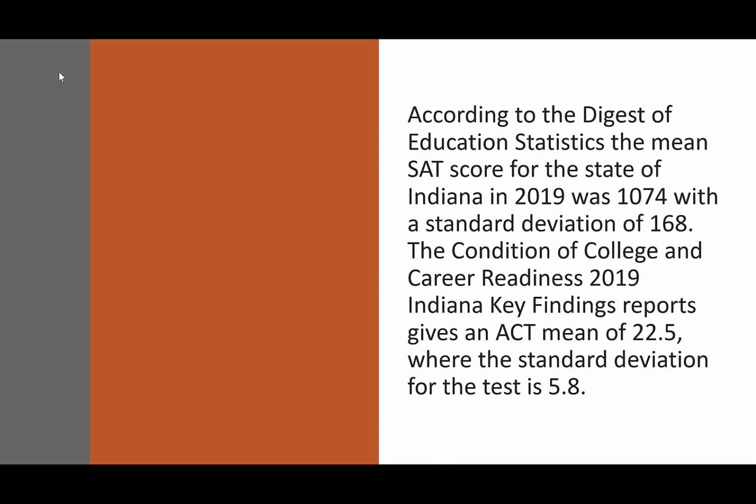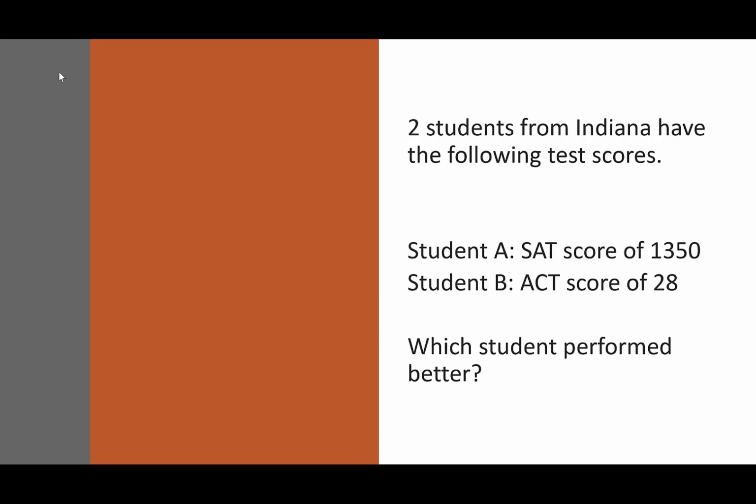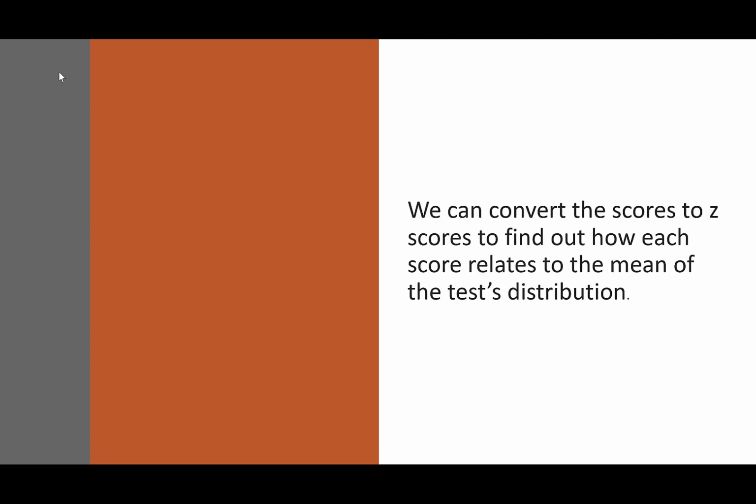So how could we tell how good a student did if we had two different tests being taken? So here's an example. Say we had two students from Indiana and they have these test scores. Student A took the SAT and made a 1,350. Student B took the ACT and made a score of 28. So which student did better? To figure that out, we can convert the scores to z-scores to find out how each score relates to the mean of the test distribution. So which one is farther away from the mean is a better score. The higher the z-score, the better somebody performed.